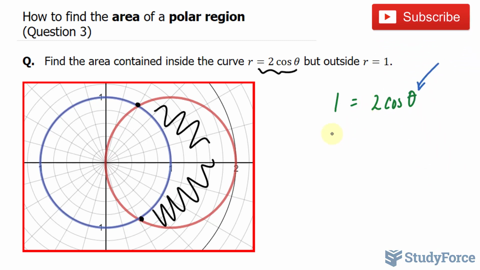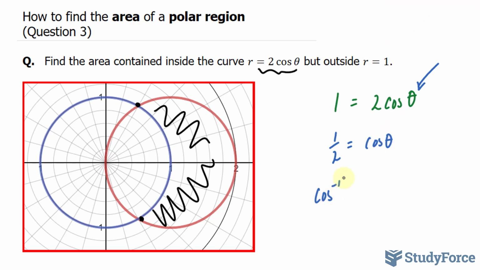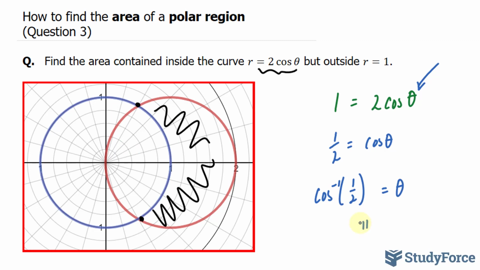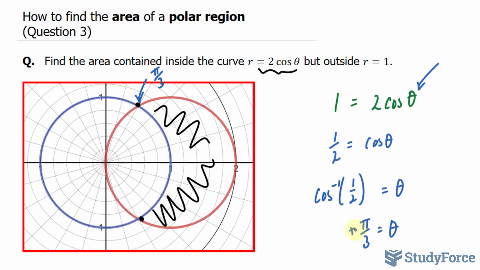Here's how. Dividing both sides by 2, then taking cosine inverse of both sides gives us theta on the right side isolated, and I'll use my calculator for this, where I have cosine inverse of 1 over 2. We end up with pi over 3, and that's our angle. So this right here represents pi over 3, and this also represents pi over 3, but in the opposite direction, so plus minus pi over 3. Our lower bound, therefore, will be negative pi over 3, and our upper bound will be pi over 3.